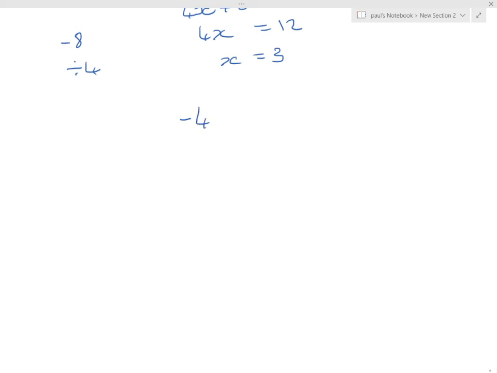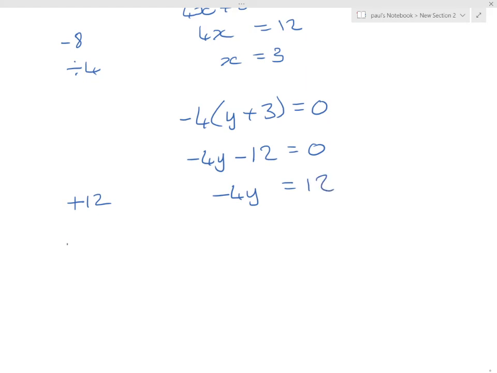And we have a minus outside the bracket now. It doesn't matter whether it equals 0, it makes no difference. So this is minus 4y, and 4 3's is minus 12, equals 0. So we need to add 12. So we've got minus 4y equals 12. Then we need to divide by minus 4. So y equals 12 divided by minus 4, which equals, 12 divided by 4 is 3, so it's minus 3.